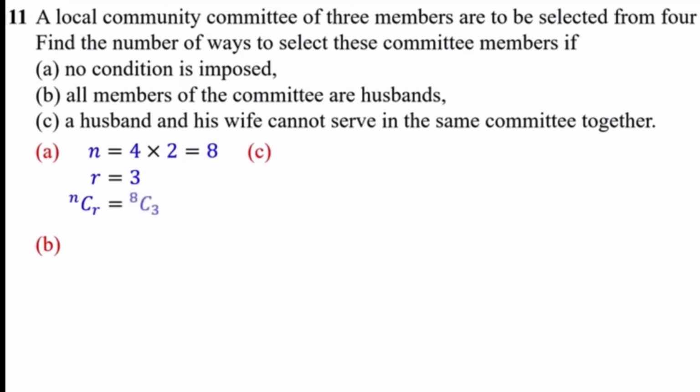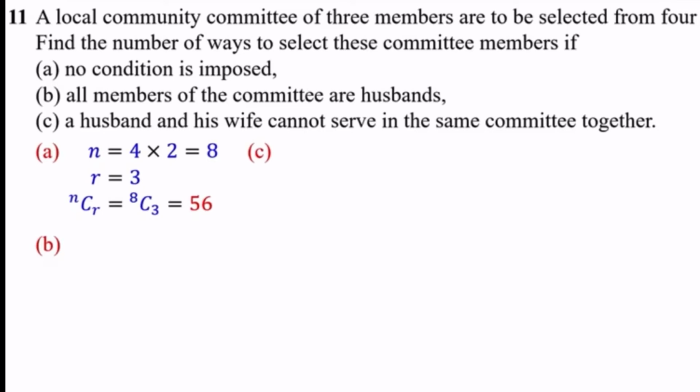It's either husband or wife, that's okay, so long as there are 3 persons. So it's just a group of 3 persons. Out of 8 persons, we will choose 3 persons. So the answer is 56 ways.